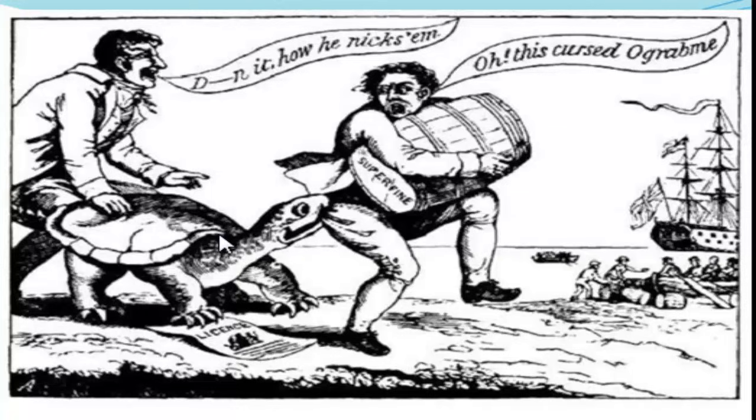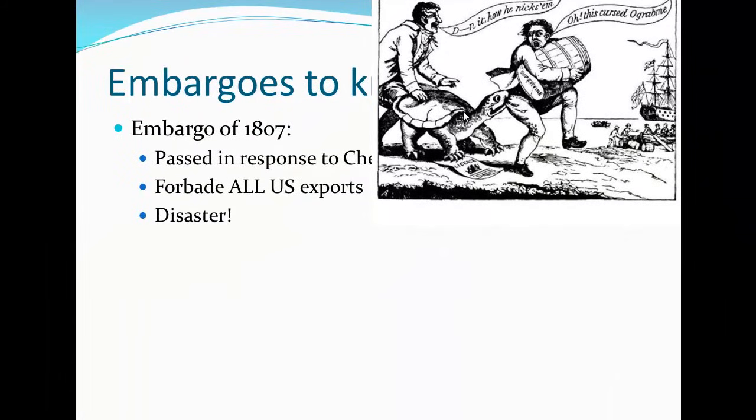So this embargo is actually hurting New England merchants, and many of these New Englanders are going to be Federalists, which we will see in a little bit how that comes into play. This is a huge disaster. It hurts the U.S. economically.